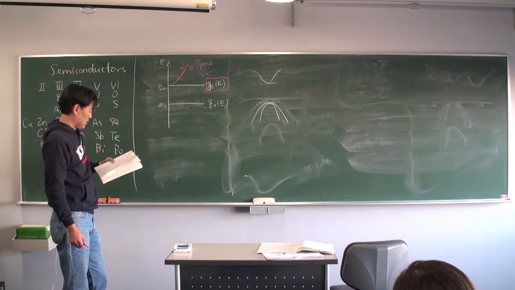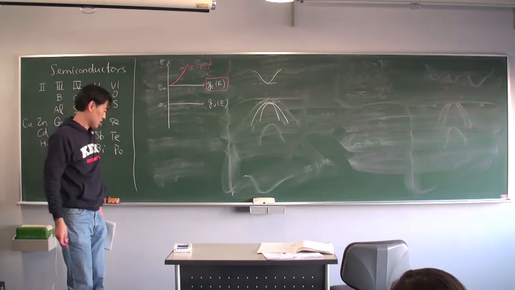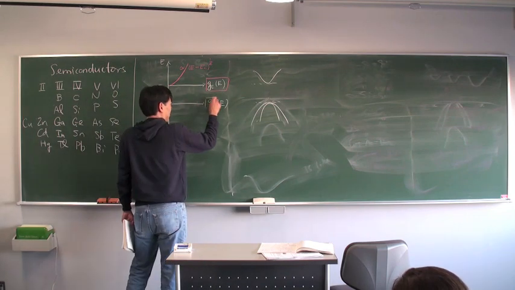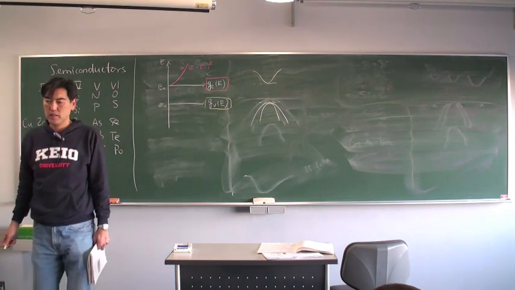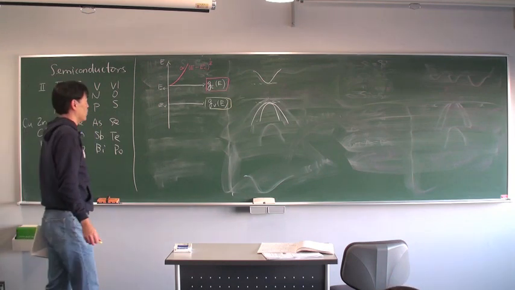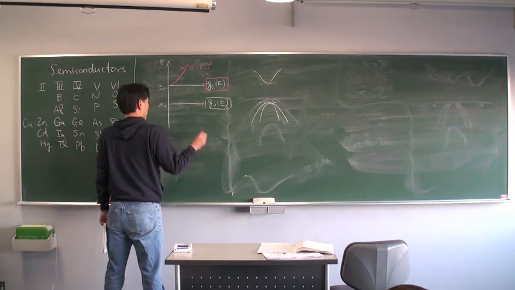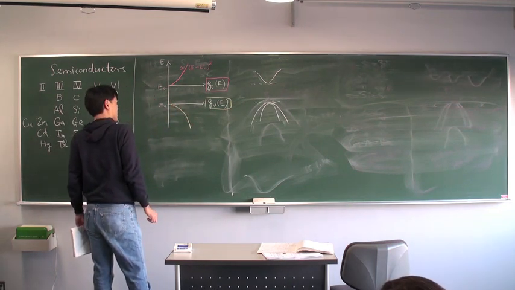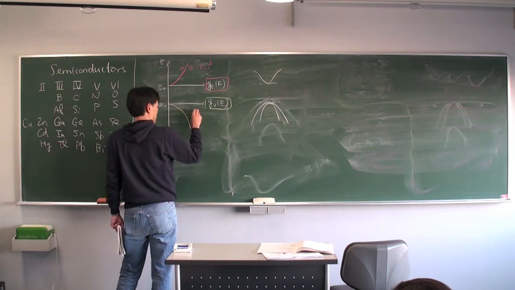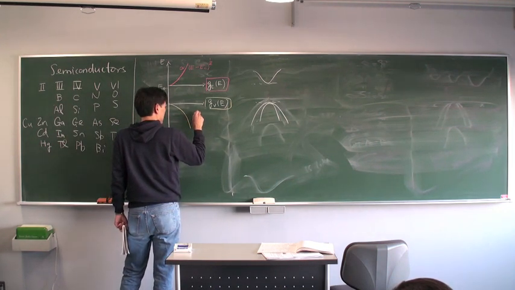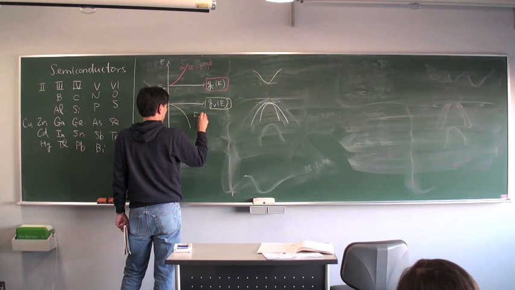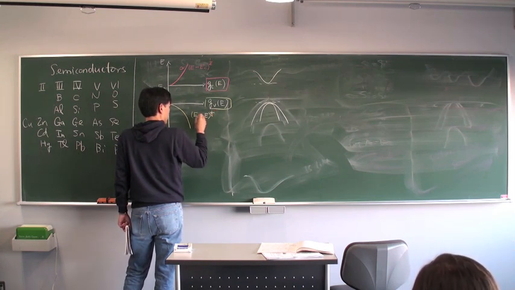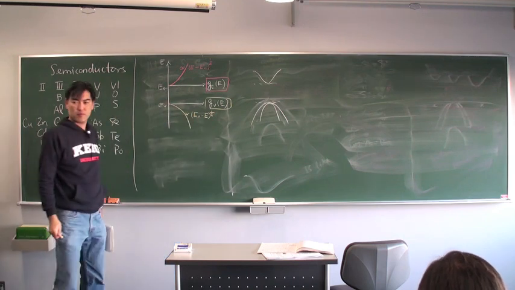Okay? Now I can also draw, this is a tricky part now, the density of states for the valence band. And what is the density of states for a valence band? It goes like this. So this is EV minus E to the 1/2, proportional to.